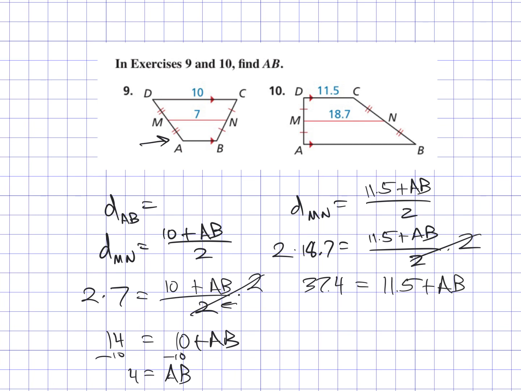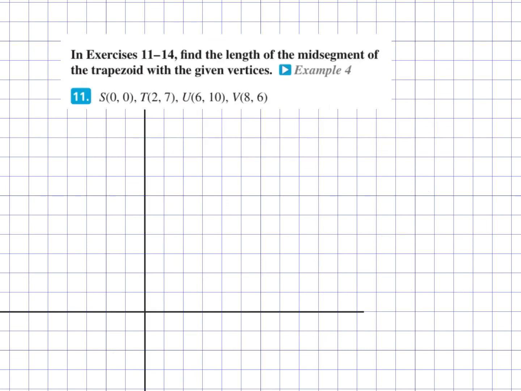And now we subtract 11.5. So borrow, 14 minus 5 is 9. Drop the decimal down, you got to match up your decimals. And then you got a 6 here. 6 minus 1 is 5. 3 minus 1 is 2. So 25.9 is AB. That's how you do those.